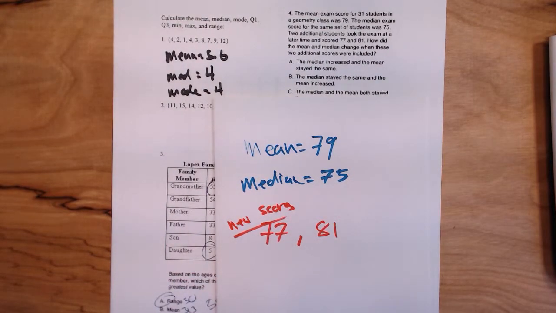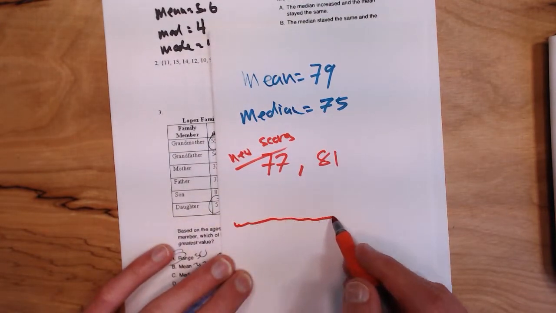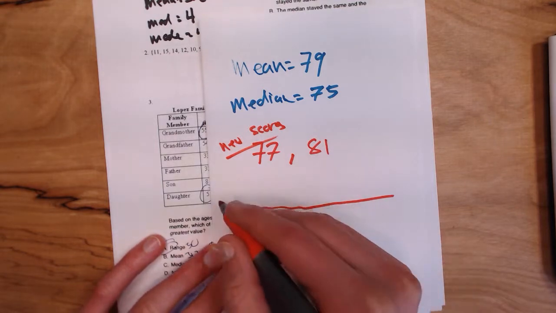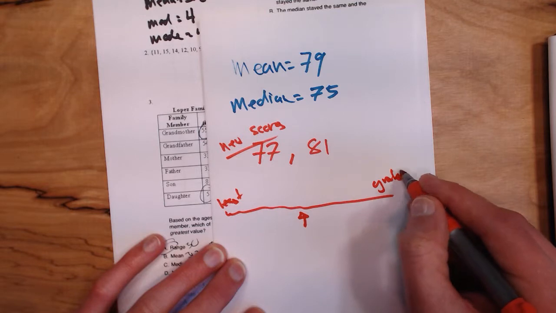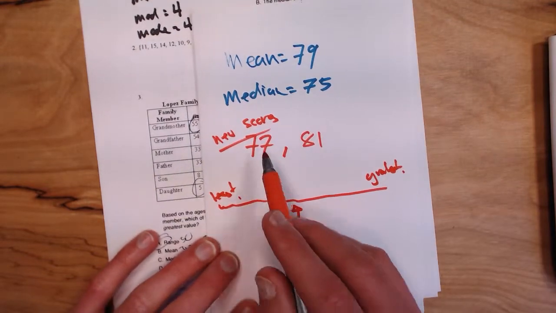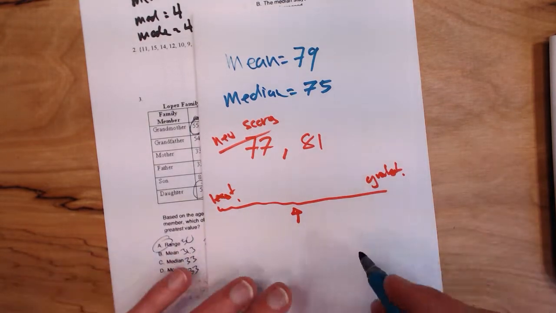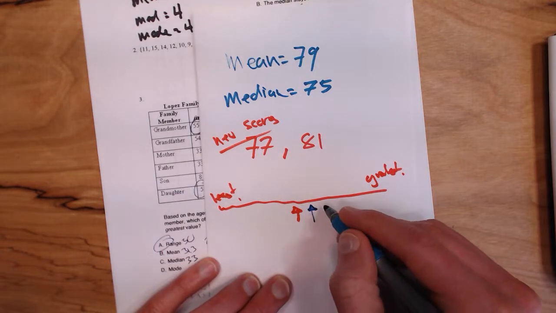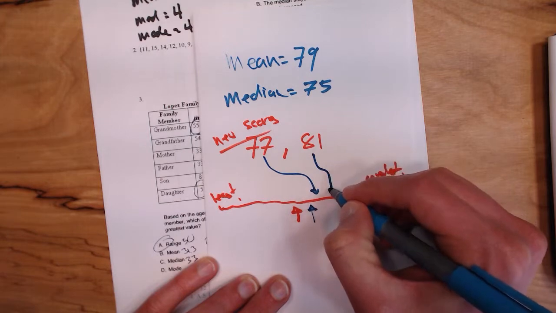So let's work on the median real quick. Remember the median, when we write all our numbers in order from least to greatest, is the number right in the center. So if you think about it, 77 and 81 are both bigger than the current median. So where are they going to hop in this list? They're going to hop in to the right. So they're going to go here. I guess the 77 maybe ends up here, and the 81 ends up about here.